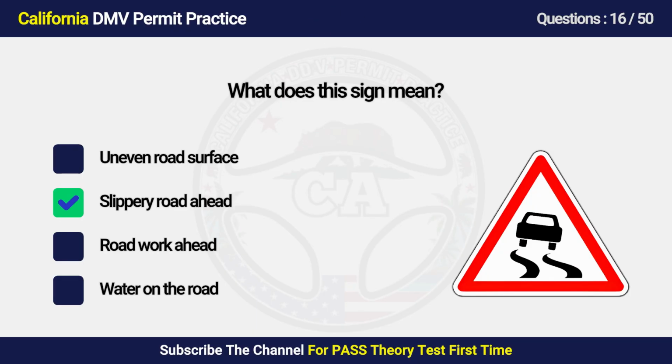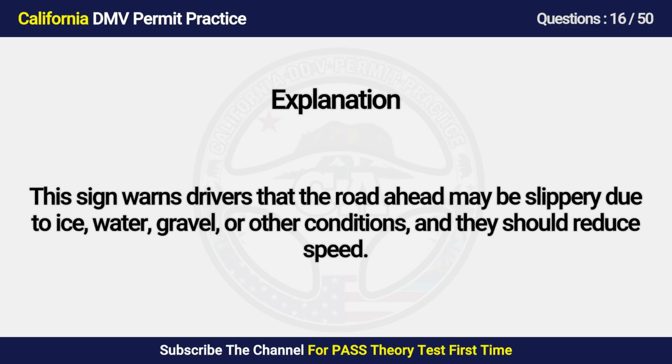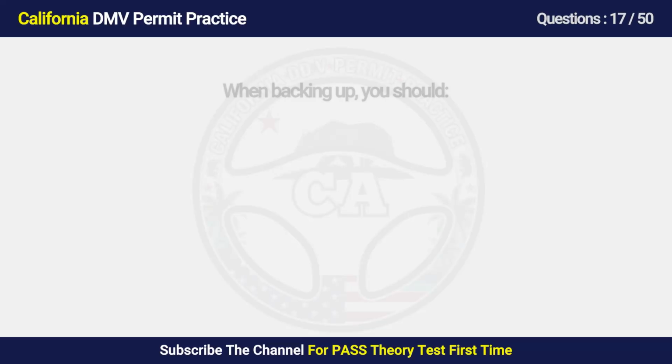Answer is B. Slippery road ahead. This sign warns drivers that the road ahead may be slippery due to ice, water, gravel, or other conditions, and they should reduce speed.